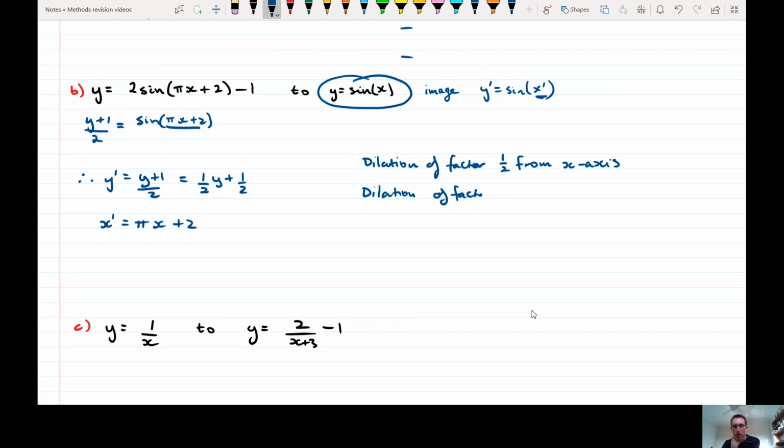we've had dilation of factor pi from the y-axis. Now it's from the y-axis because it's affecting the x value. Now it's dilation of factor pi because remember this thing here is 1 over pi is your dilation factor in there. Remember, it's always 1 over whatever that value is. So 1 over pi is your dilation factor. So to undo 1 over pi, it's a dilation factor pi that undoes it.